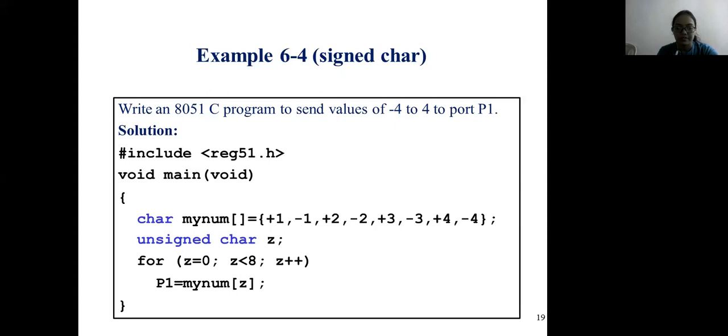So this program is for signed character. Here signed numbers are there, from -4 to +4. First load that data in the form of an array. Then, total 8 data are there, so this loop will run 8 times, and every time one data will be sent to port 1. It is the same program which we wrote for unsigned. The difference here is that signed numbers are also there, so you define the data type as signed character.